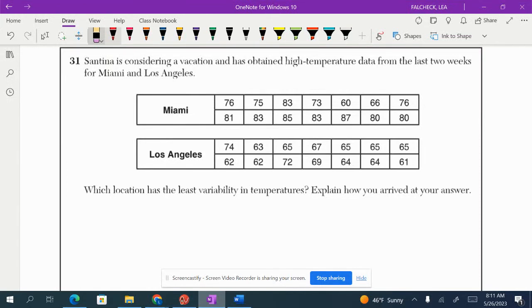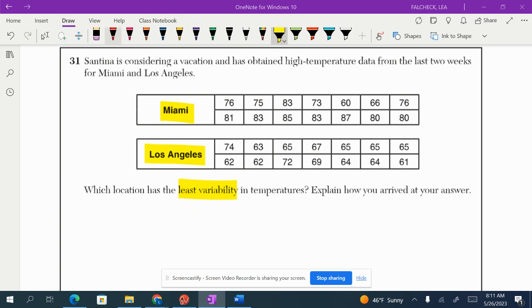Santina is considering a vacation and has obtained high temperature data from the last 2 weeks for Miami and Los Angeles, listed right here in the tables. Miami, Los Angeles. Which location has the least variability in temperature? Explain how you arrived at your answer.